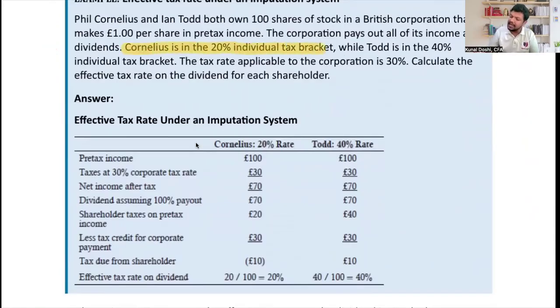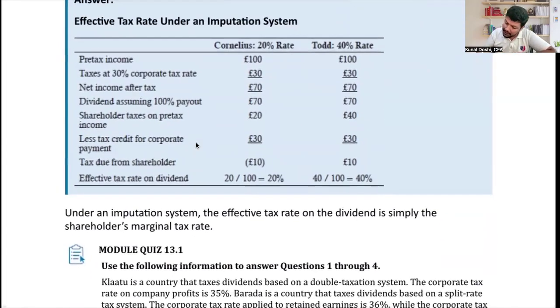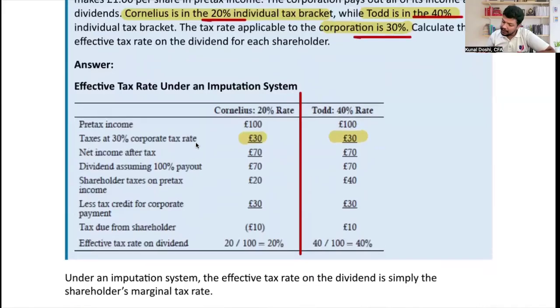Cornelius is in the 20% tax bracket, and Todd is in 40%, and the company has to pay a 30% tax rate. So individual tax rates are 20 and 40, and the corporate tax rate is 30%. Now here, the company is paying 30% tax for both the guys. Okay, correct. But remember, this guy falls under 20% tax only. So the company has paid 30 when the shareholder is supposed to be paying only 20. He falls under the 20% tax bracket.